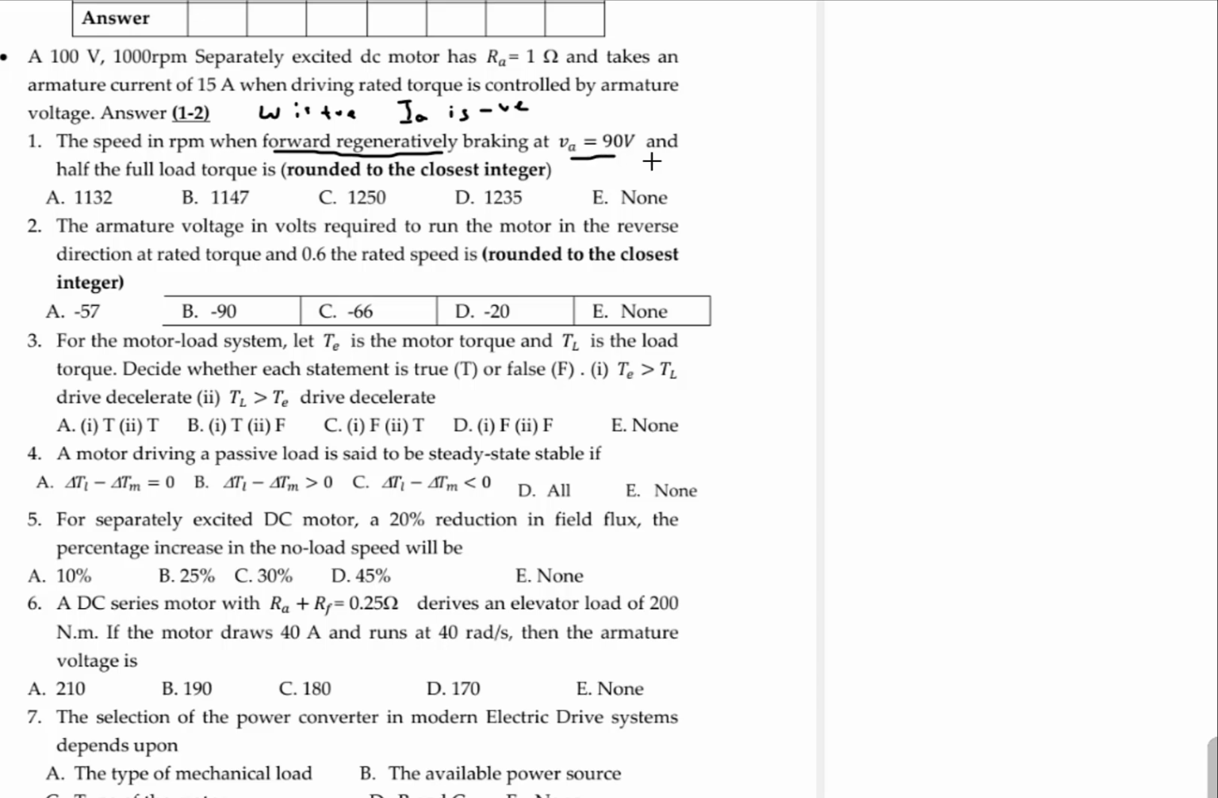Given the voltage VA. So the first thing, from the rated condition we can calculate K phi, which will equal VA minus RA IA over N. Here I will use N because it's given in RPM. If we do the math, this will equal 100 minus 15 over 1000. So this will equal 0.085. This will be volt per RPM.